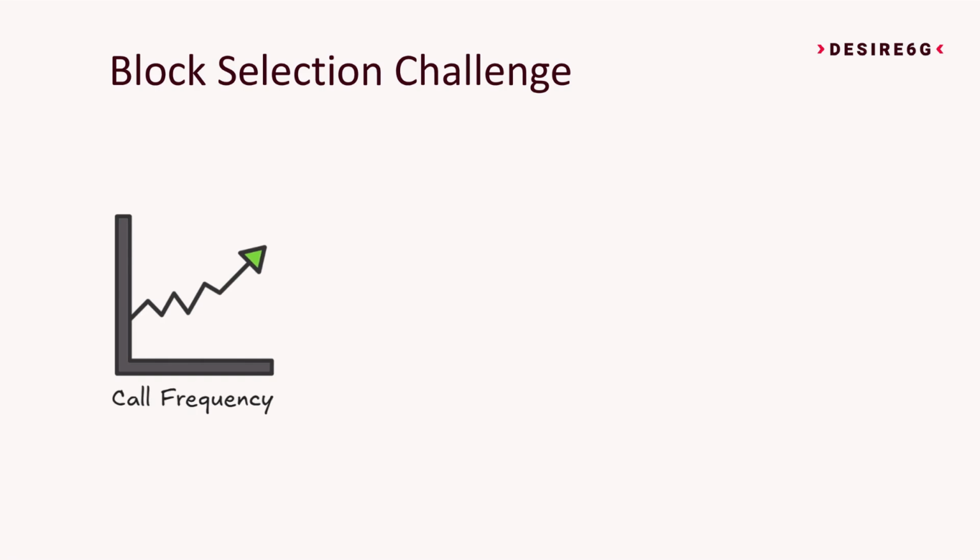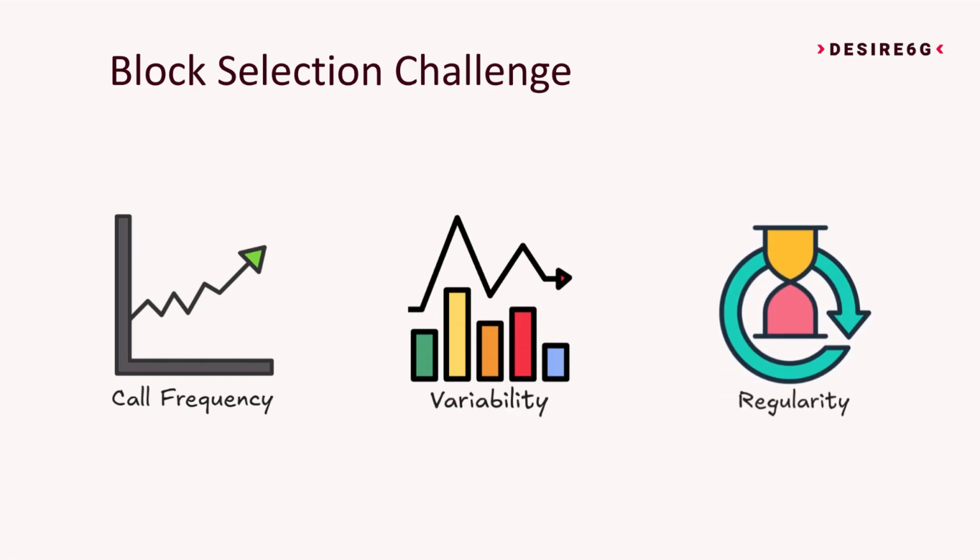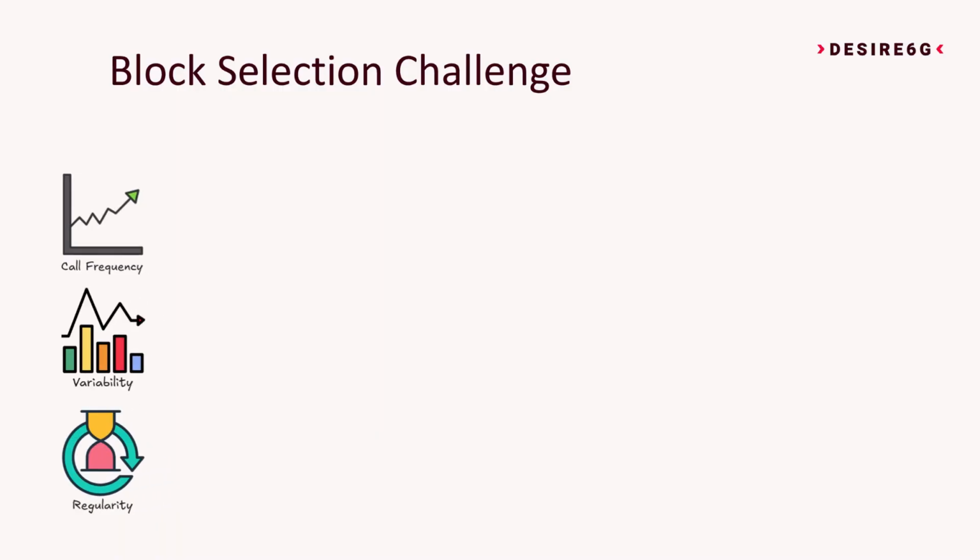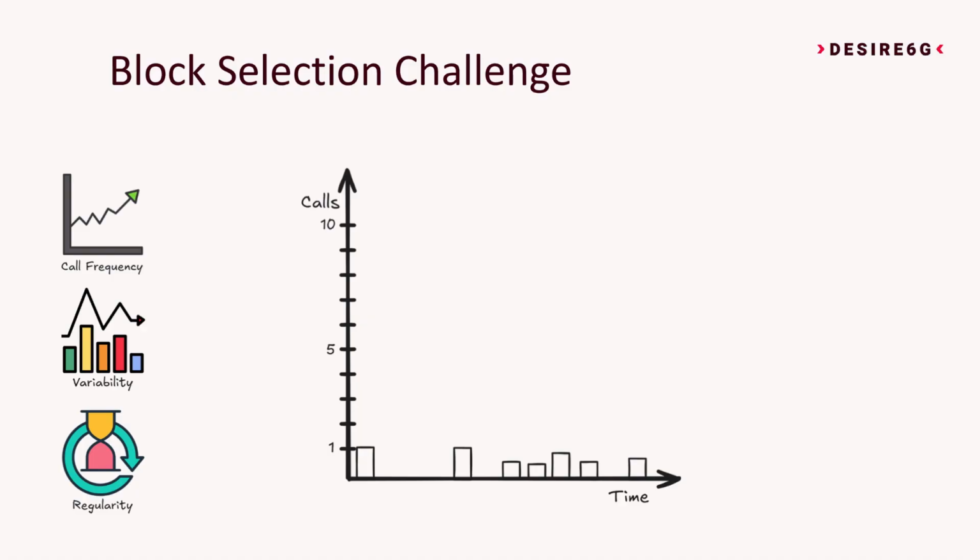To make the right choice, we rely on three key factors: call frequency, variability, and regularity. Let's illustrate these three key ideas. Call frequency refers to how often a block is executed. For accurate measurement, the block must run frequently enough for the trampolines to collect sufficient data.